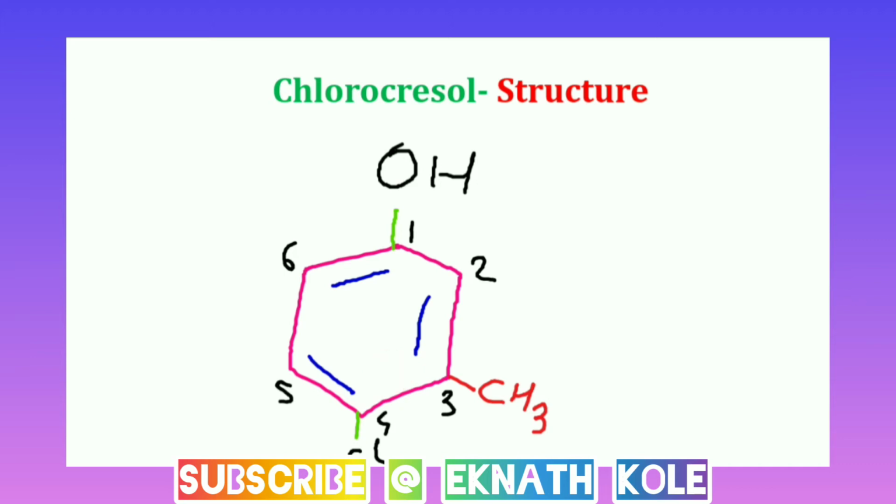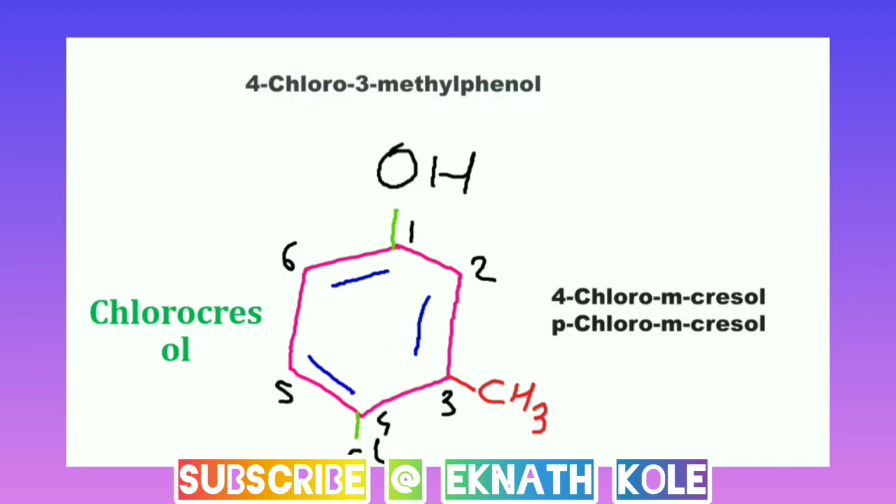So what will be the chemical name for the structure? The chemical name is 4-chloro. While giving the chemical name you have to arrange the groups in alphabetical order. Here the first which comes is chlorine, so 4-chloro. Then on the third position we have the methyl, so 3-methyl phenol. This will be the name for chlorocresol. This is the chemical name.